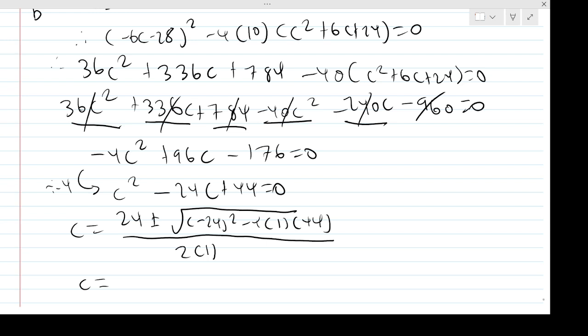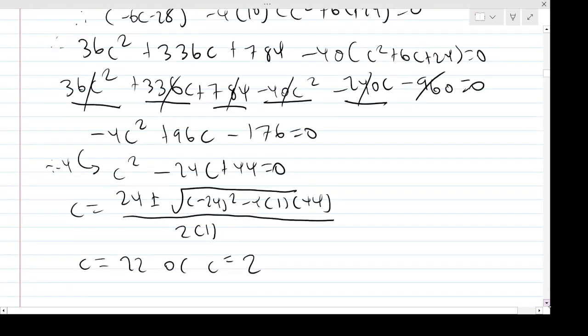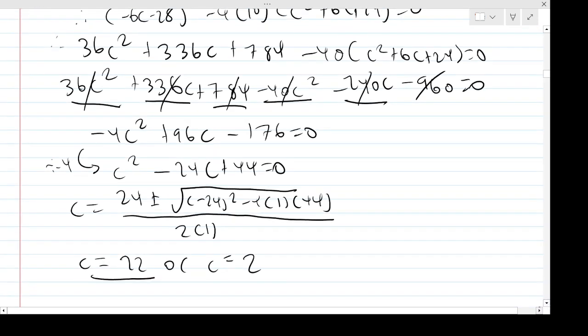But yeah, so that gets me c is 22, or c is 2, and that is actually a little bit of a sigh of relief because those are quite nice sensible numbers, right? So that leads me to believe I did something right. Anyway, so that's my two values then.